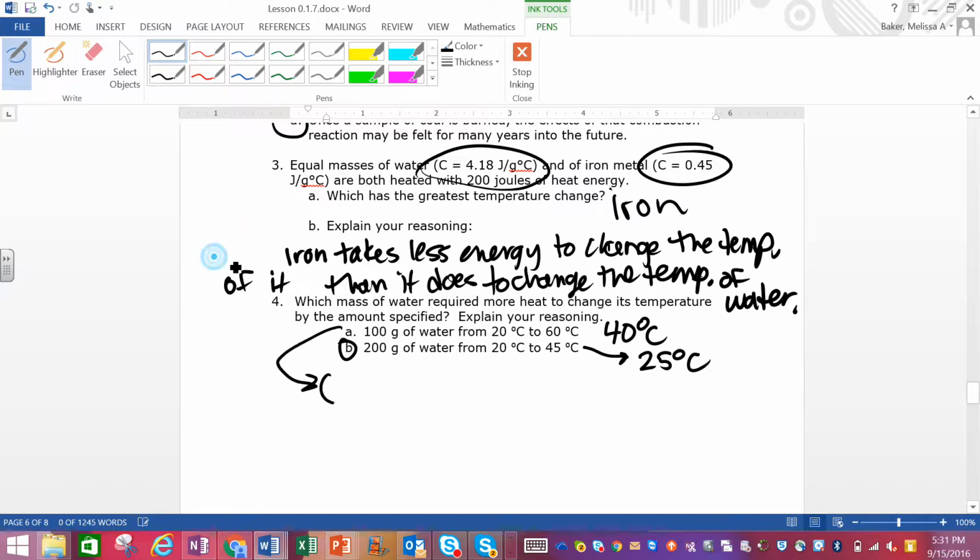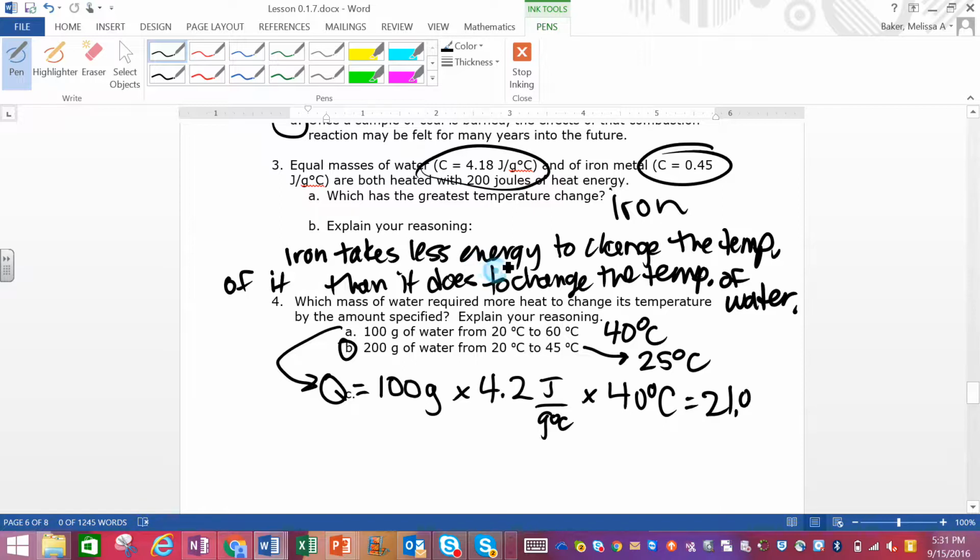So how much energy, Q is the quantity of energy, does it take? So I need to do mass, 100 grams, times the specific heat for water. I'm going to do the 4.2 joules per gram degree Celsius, times the change in temperature is 40 degrees Celsius. This comes out to be 21,000 joules.